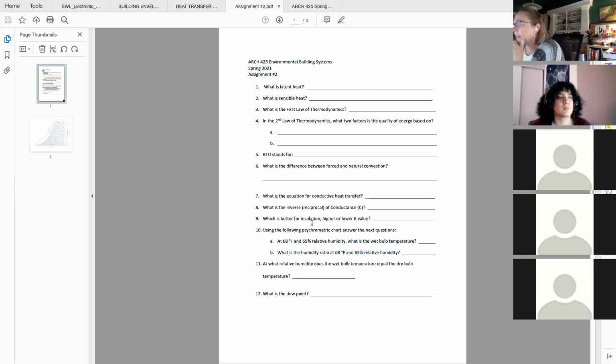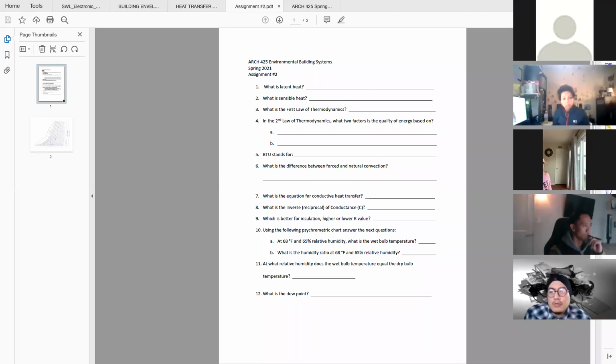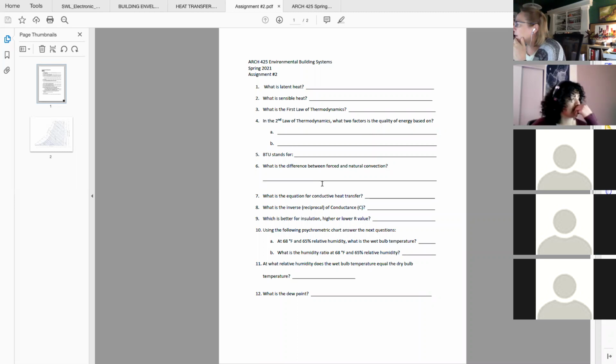Okay. I realize I'm using math terms here, inverse or reciprocal. Is that confusing? No, I get the inverse. Okay, all right. And I admit that it's confusing that conductance has so many different ways to write it: C, U factor, 1 over R. Yep.